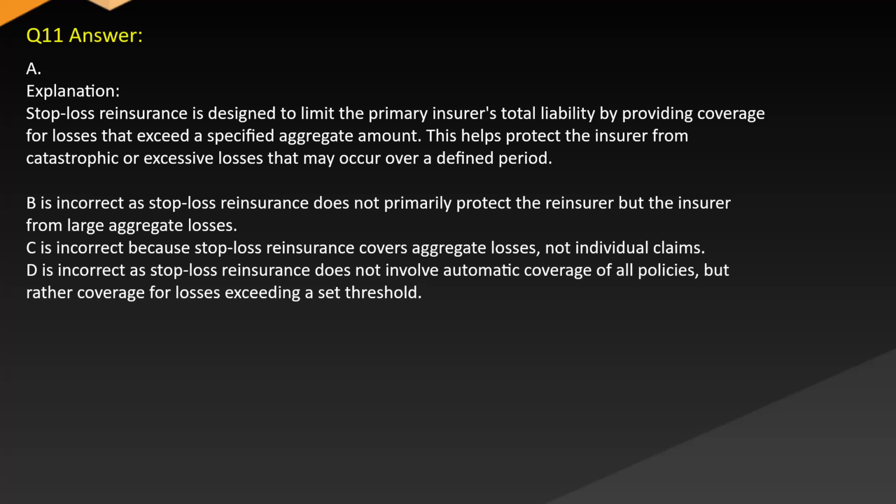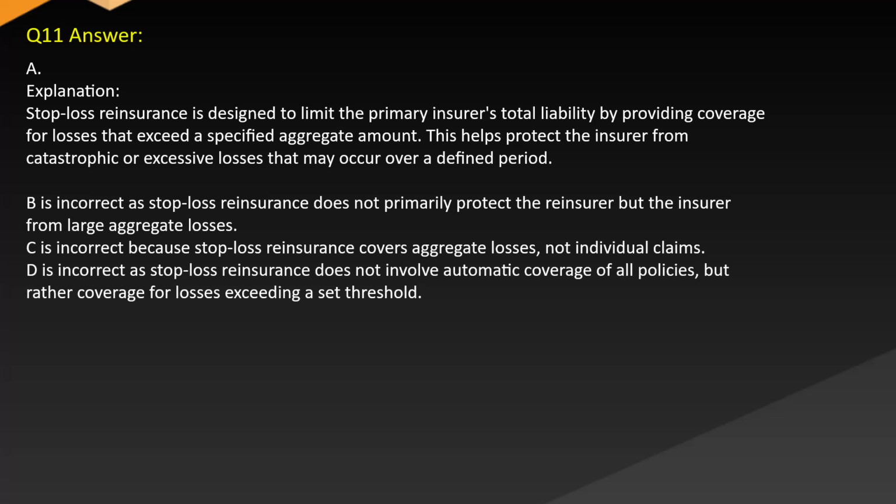B is incorrect as stop-loss reinsurance does not primarily protect the reinsurer but the insurer from large aggregate losses. C is incorrect because stop-loss reinsurance covers aggregate losses, not individual claims. D is incorrect as stop-loss reinsurance does not involve automatic coverage of all policies, but rather coverage for losses exceeding a set threshold.